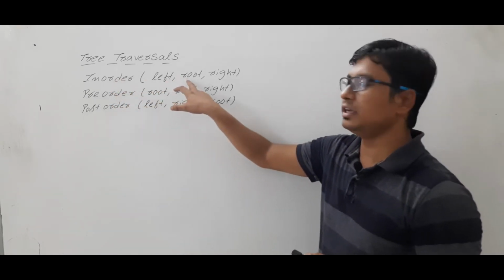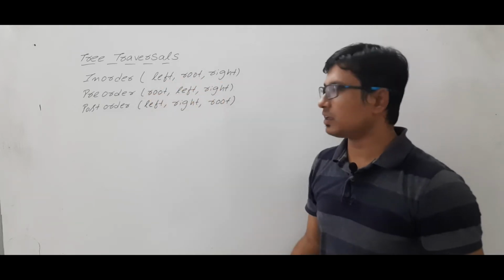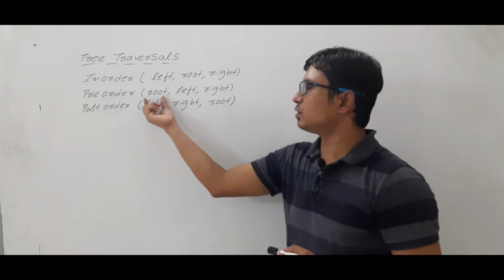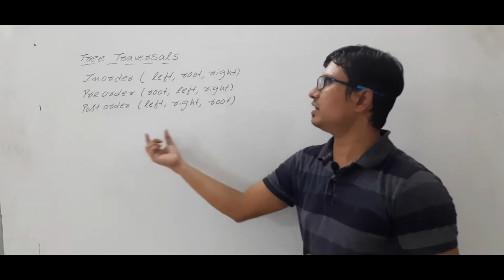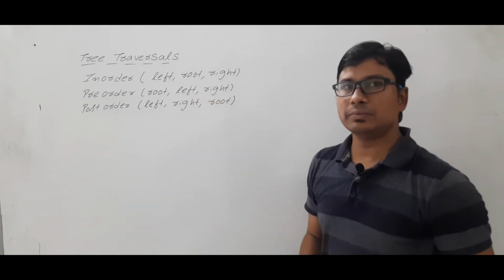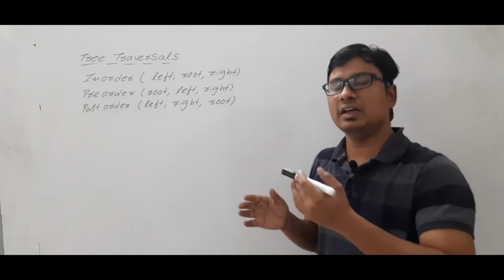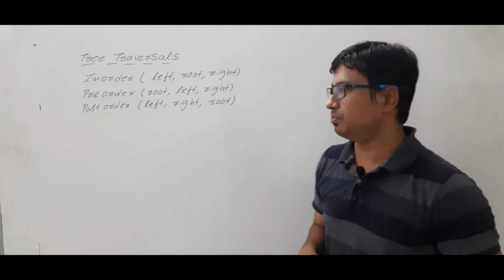So based on the position of the root, we have three types of traversals. In in-order, the root will be in the middle between the left and the right. Whereas in pre-order, the root will come first, then left and right. Post-order traversal means left, right, then root. Now let me discuss the pseudocode for the in-order traversal, and then I will discuss an example.